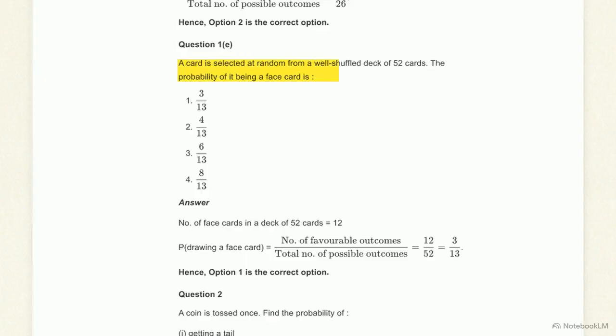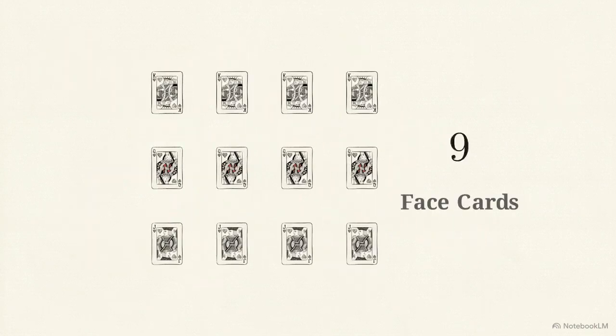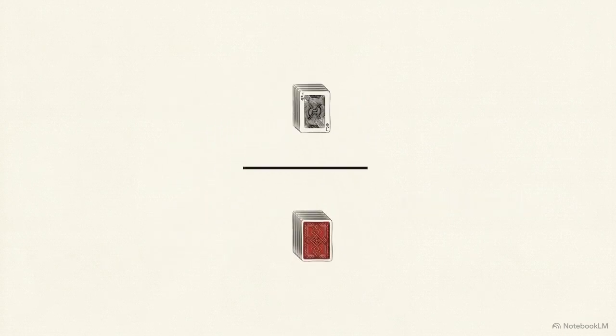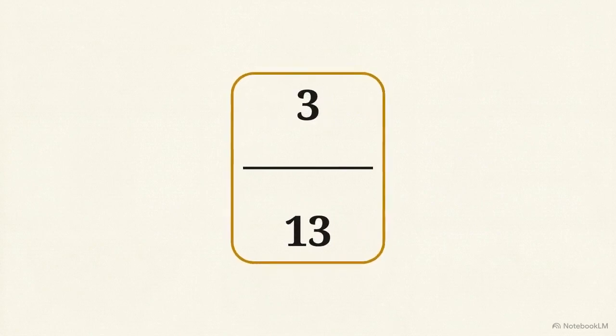This exam question asks for the probability of drawing a face card. That means any card with a person on it. If we pull out every king, queen, and jack, we can see there are exactly 12 of them. Those are our favorable outcomes. Our fraction is 12 over 52. If we divide both by 4, we get 3 over 13. Even with 52 cards, the math stays simple.